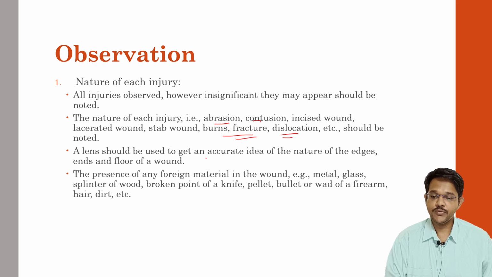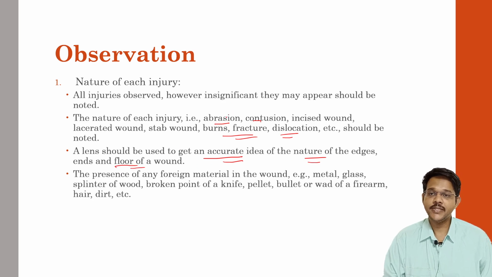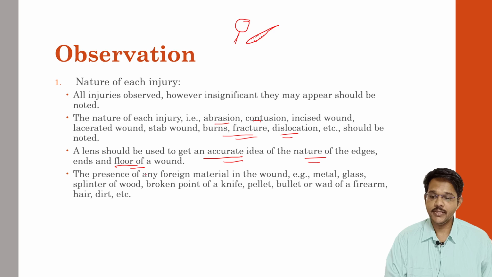A lens should be used to get an accurate idea of the nature of the edges and ends of the wound. Many times it happens that a laceration on the scalp may look like an incised wound. So examination with the hand lens will be very helpful to note the edges. In a lacerated wound, the edges will be flayed and not clean cut. If it is a clean cut, that indicates a sharp weapon. If the edges are ragged, that indicates a blunt weapon injury. So the edges have to be examined by lens.